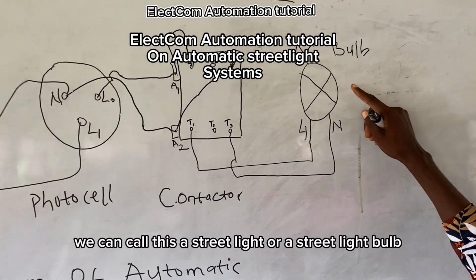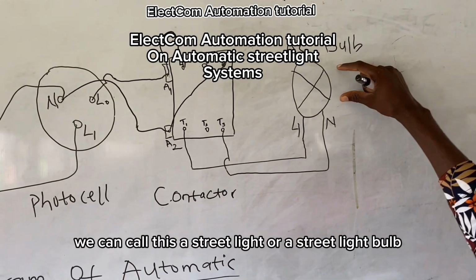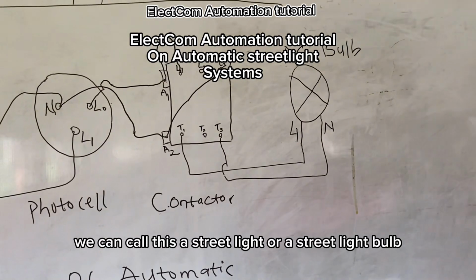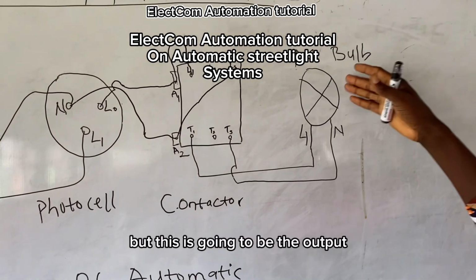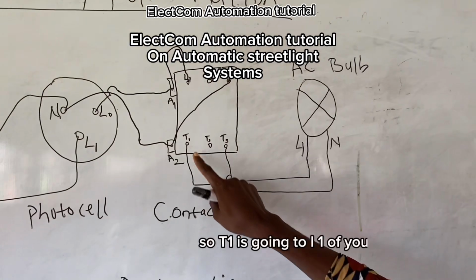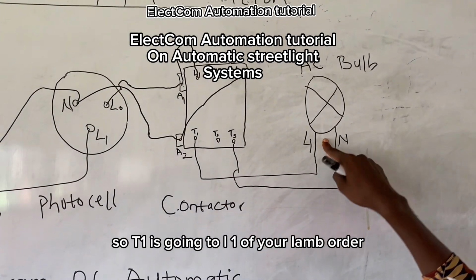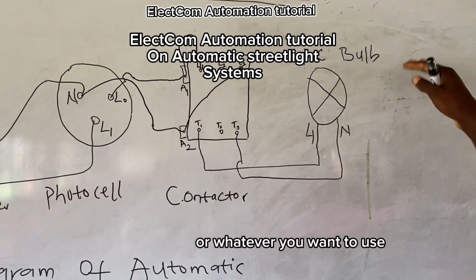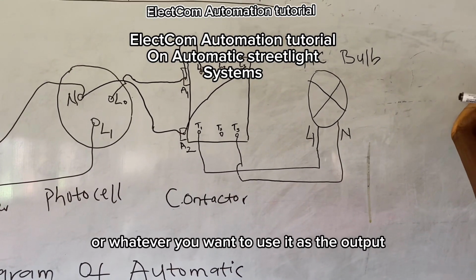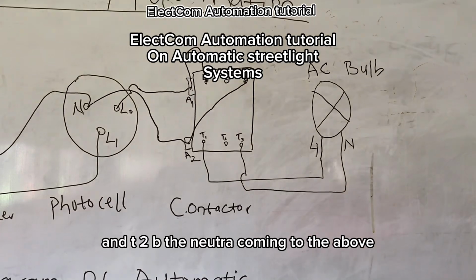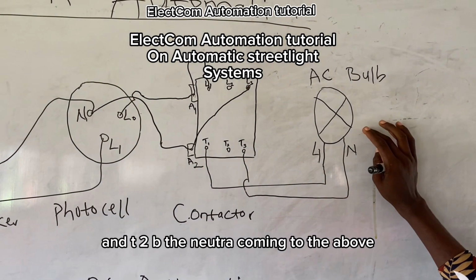We can call this our street light or street light bulb, whatever you want to call it, but this is going to be the output. So T1 is going to L1 of your lamp holder, or whatever you want to use as the output, and T2 will be the neutral coming to the bulb.